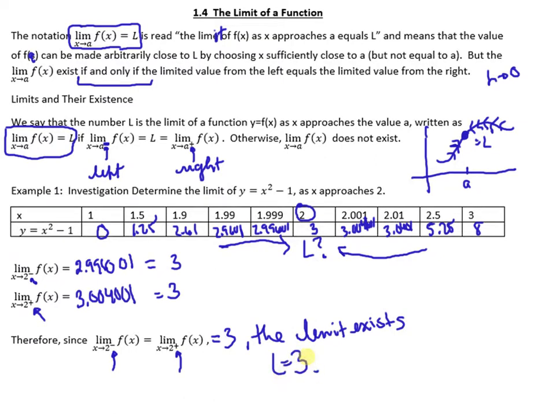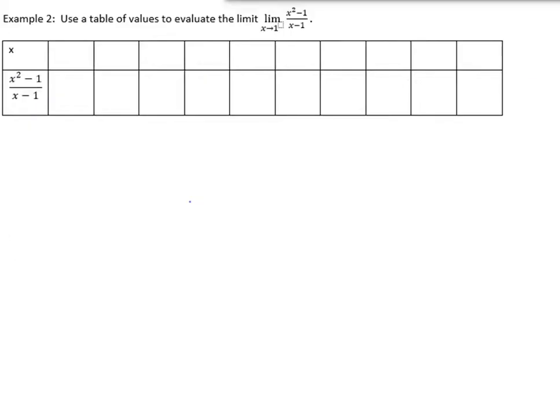So again, for the limit to exist, it has to approach the same number from the left and the right. Let's look at example 2. Use the table of values to evaluate the limit as x approaches 1 of x squared minus 1 over x minus 1. So let's talk about x approaching 1. Let's put 1 in the middle.